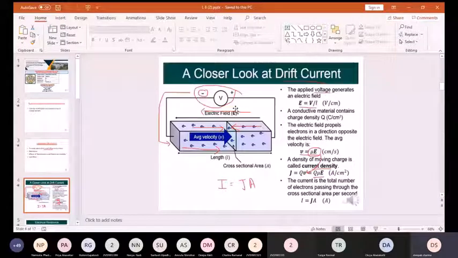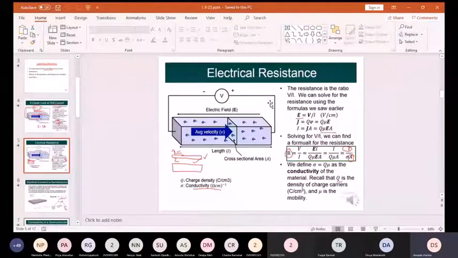So we had seen even the properties of resistance. R is nothing but V by I, and simply if we substitute these formulas, we'll be getting the formula as R equals length divided by sigma into A, where we can conclude that resistance is directly proportional to the length of the material and it is inversely proportional to the area of the material.